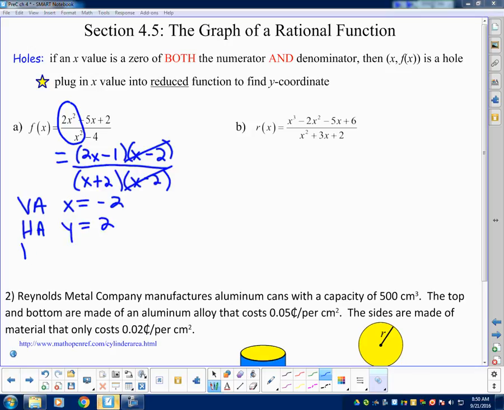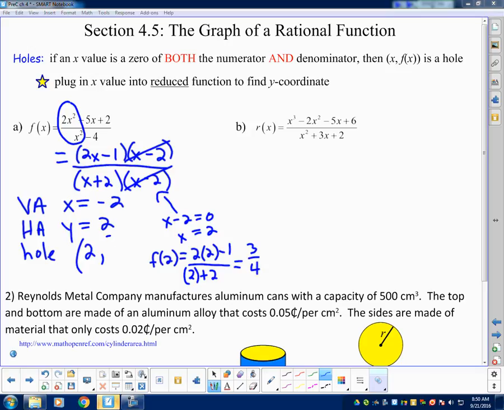And then the hole, I know the x coordinate of the hole, it's whatever would make this 0, which is x equals 2, right? So the x coordinate of the hole is 2. The y coordinate of the hole we find by plugging in 2 to the reduced form of this. So f of 2 equals 2 times 2 minus 1 over 2 plus 2. 2 times 2 is 4, minus 1 is 3, fourths. So at 2 comma 3 fourths we have a hole.